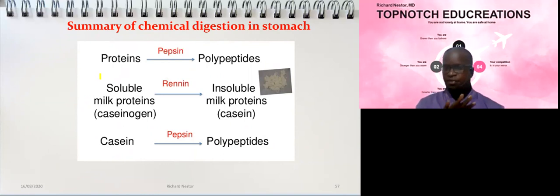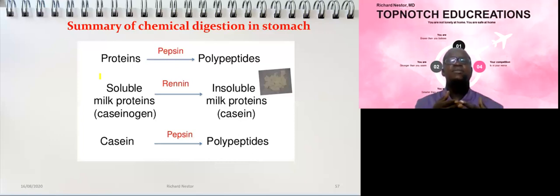Proteins are being digested to polypeptides and peptides by pepsin. Then, the soluble milk proteins, particularly the carcinogen, is always converted to casein, which is an insoluble milk protein, by renin. Then the casein is further broken down into polypeptides by pepsin. These are the main chemical digestive processes taking place in the stomach. But we have also said that in the stomach, there is always a physical digestion of food. And the physical digestion of food in this case is brought about by the rhythmic contractions and relaxations of the muscles making up the walls of the stomach. When these muscles contract and relax, they contribute to further breakdown of the food into smaller particles. This is what we're referring to as churning.